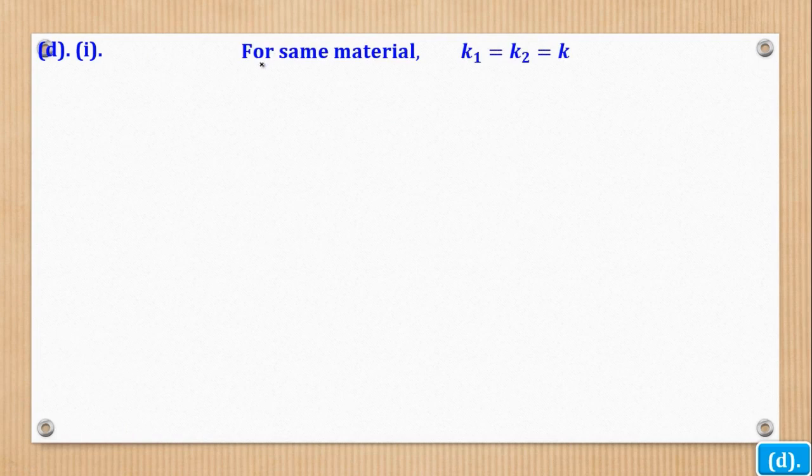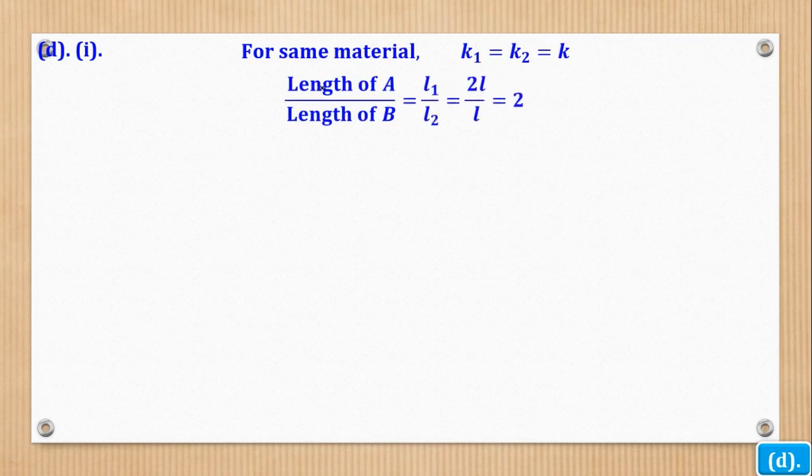So you come here and say that since they said same material, it implies that thermal conductivity is the same. That is why here we should say that K1 is equal to K2 and let it be K. Then we're also given that the ratio length of A to that of B is twice. So length of B is twice that of A.